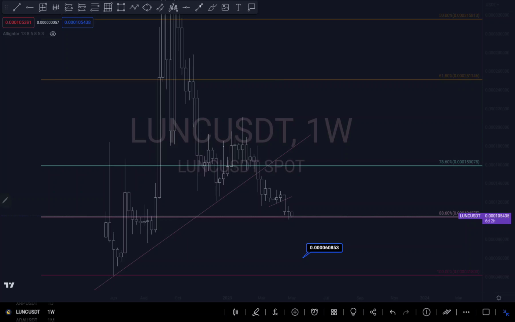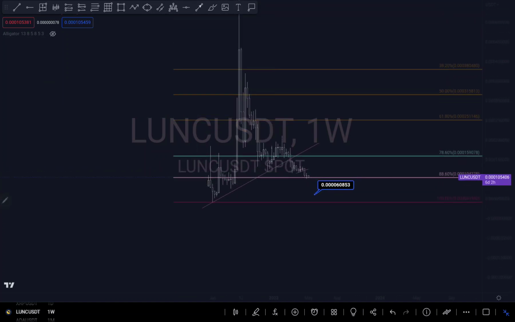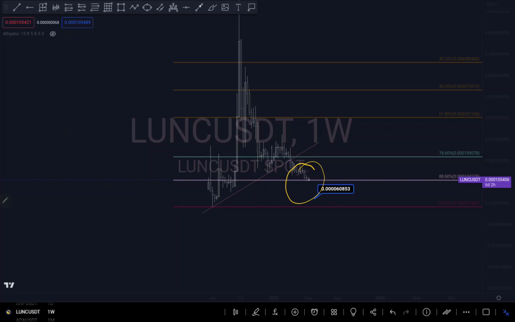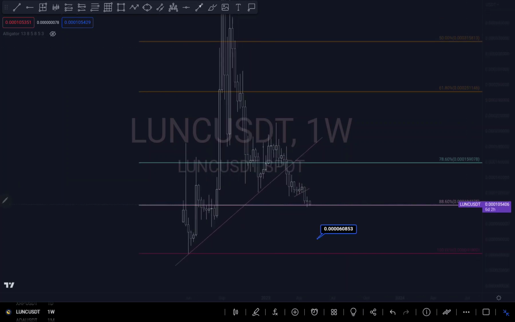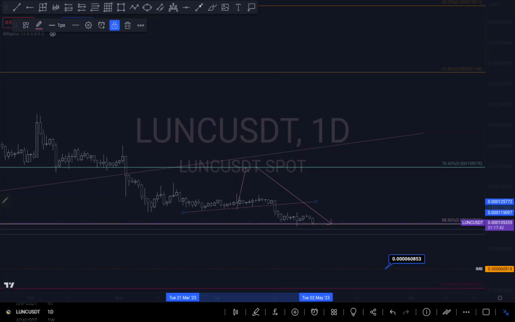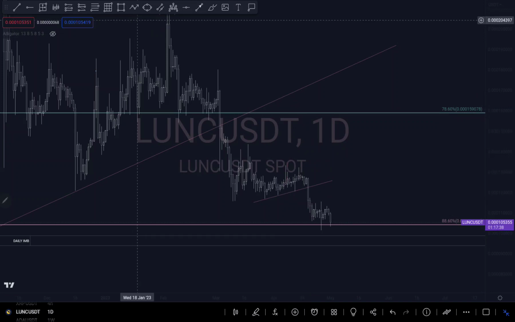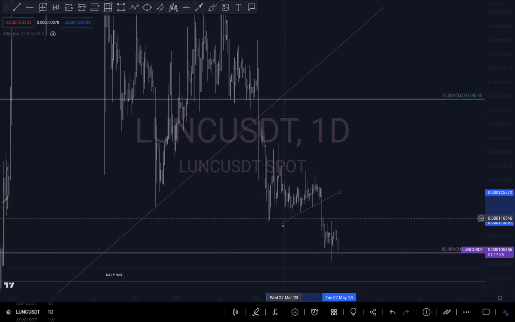So if you look at the weekly time frame on LUNA Classic, you can see as of right now LUNA Classic is wicking around my deep fib level, which is around the 88.6% fib level. So that is a really significant area right at this area right here. So we might see a push to the upside in LUNA Classic. That's what I'm seeing, a push to the upside. Let's see how that plays out.